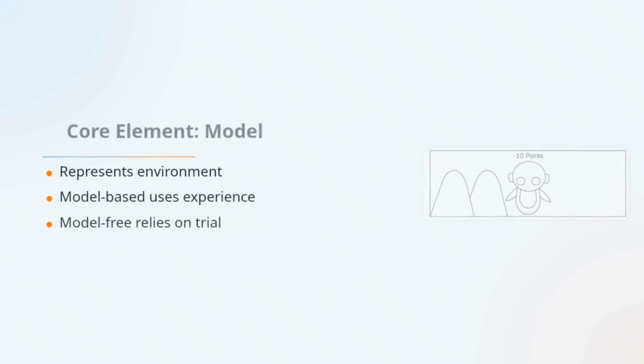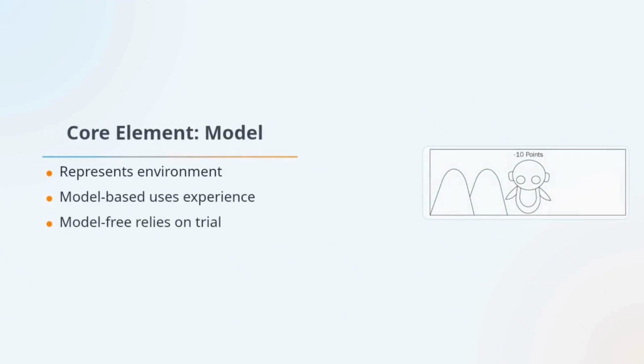A model is the agent's representation of the environment. In model-based learning, the agent uses previously learned information to plan better. In model-free learning, it depends mainly on trial and error experience. The office route example is a nice way to remember this. Using a known map is model-based, while testing routes one by one is model-free.